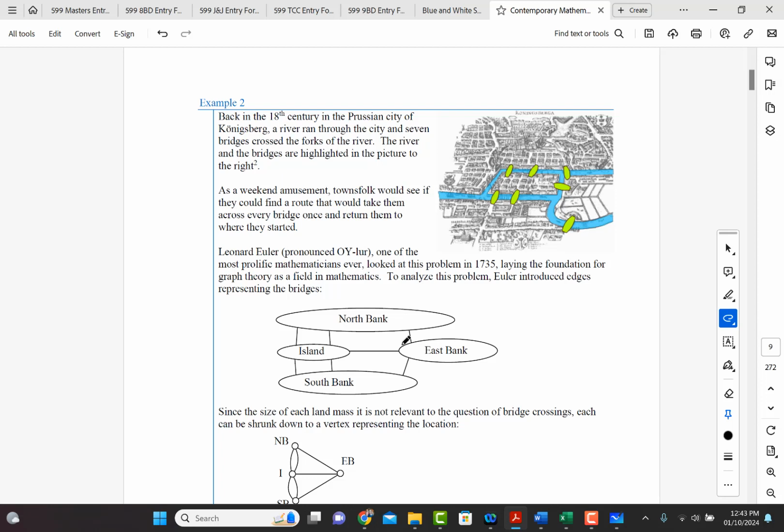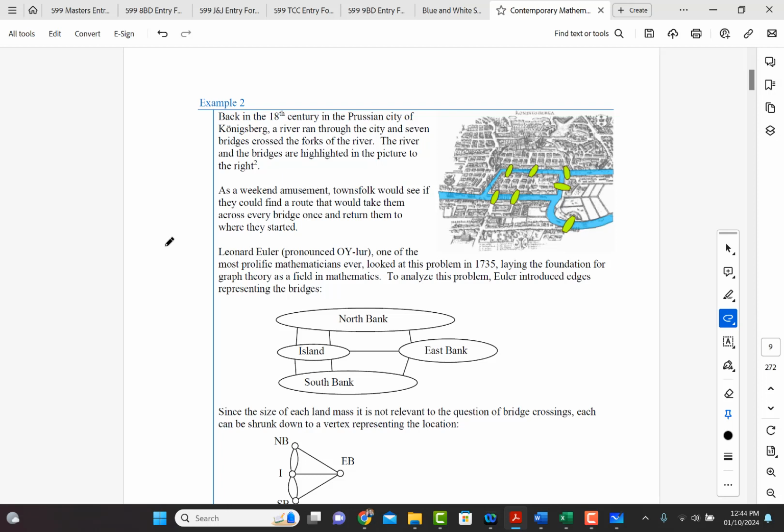So it says back in the 18th century in the Prussian city of Königsberg, a river ran through the city and 7 bridges crossed the forks of the river. The river and the bridges are highlighted in the picture to the right. As a weekend amusement, townfolk would see if they could find a route that would take them across every bridge once and return them to where they started.